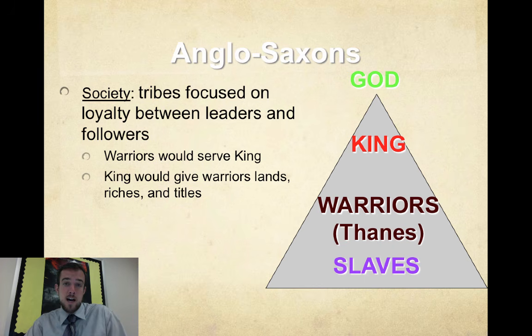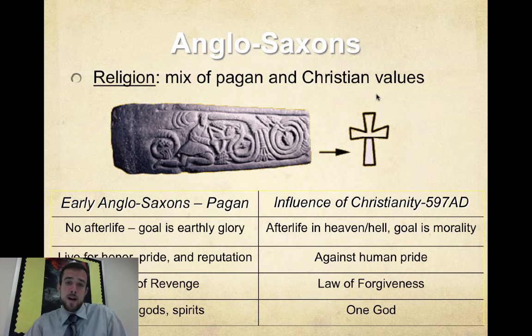Anglo-Saxon society followed this pattern. You had God at the top. Sometimes that was the Christian God. Sometimes that was just random gods. You had the king. You had thanes or warriors. And then you had slaves. So you really needed to hope that you owned land and were a warrior or a soldier. Otherwise, you were probably going to be a slave. All the power came from the king because the king got all of his power from God.